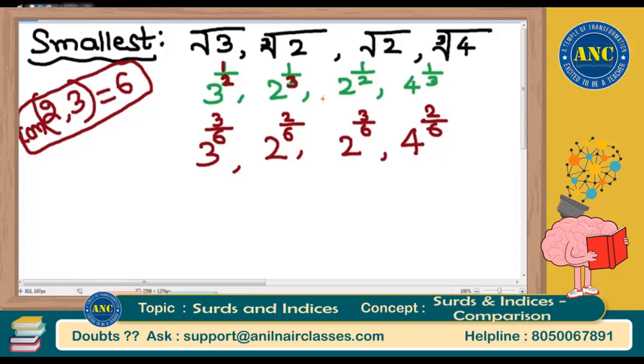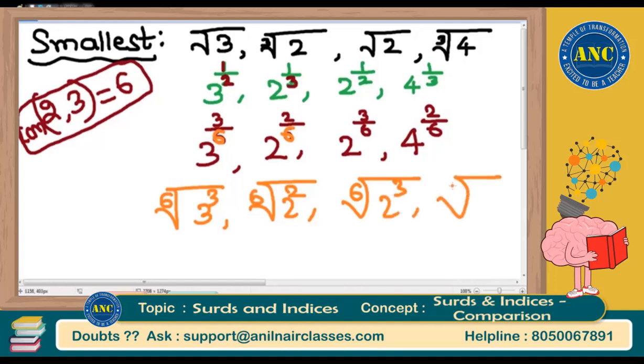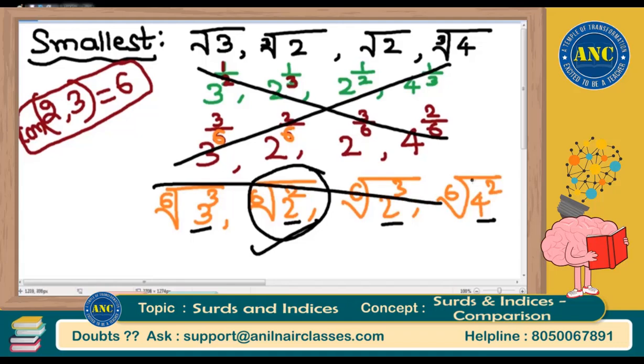Now observe carefully, the powers are still not the same, but I can also say that 1 by 6 is there everywhere. That 1 by 6 is nothing but 6th root. 6th root of 3 power 3, 6th root of 2 power 2, 6th root of 2 power 3, 6th root of 4 square. Ignore that 6th root. Find out the smallest. 27, 4, 8 and 16. Smallest is 4. Answer is this one. In fact, you don't need to write all these things. You can actually solve it mentally itself in your mind. So fast you can get the answer, sir. I hope the idea is very clear.